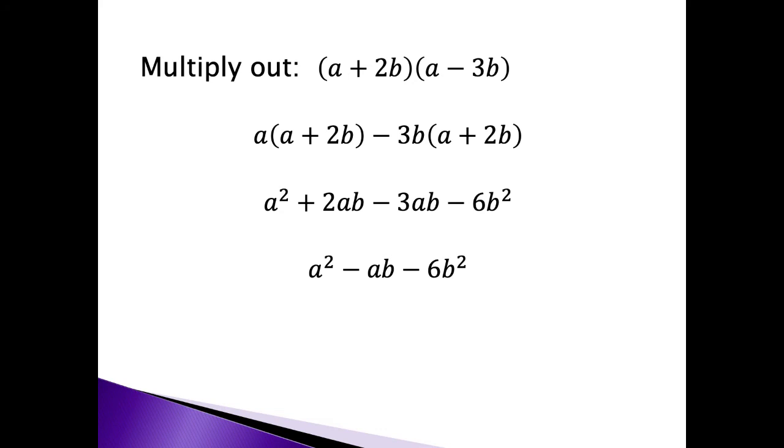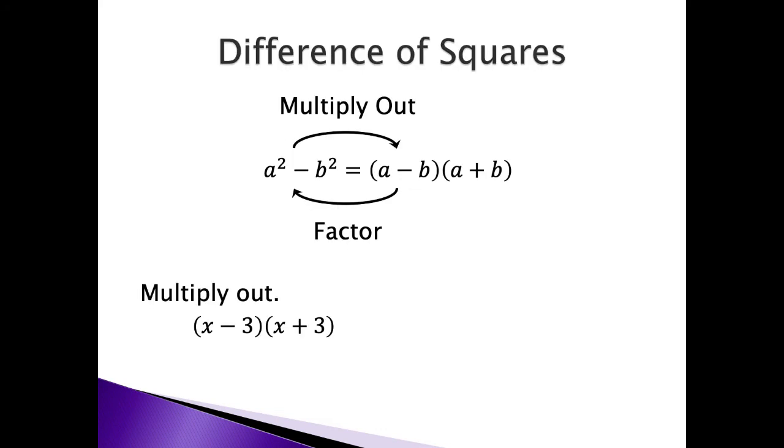Okay? Next, we're going to talk about the difference of squares. So if I have a squared minus b squared, to factor that, I have a minus b times a plus b. Or going the other direction, multiplying a minus b times a plus b, I get a squared minus b squared.